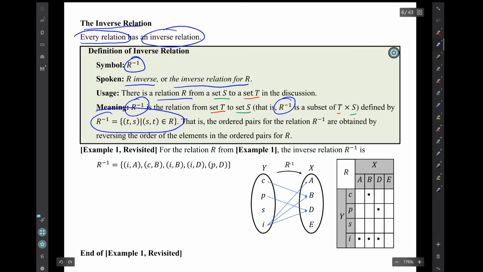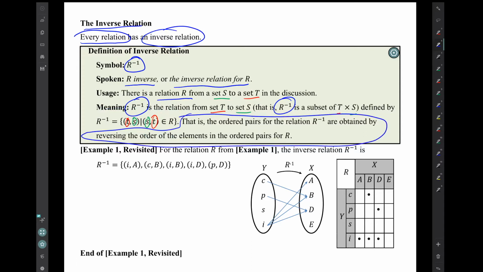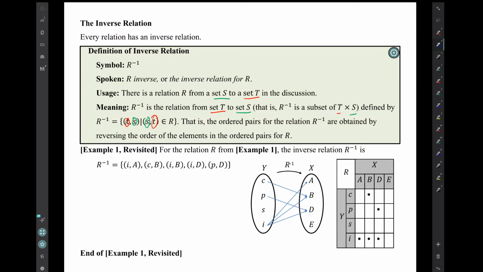The set of ordered pairs in the relation R inverse are ordered pairs of this form: the ordered pairs (t, s) such that the ordered pair (s, t) is an ordered pair in the relation capital R. In other words, the ordered pairs for relation R inverse are obtained by reversing the order of the elements in the ordered pairs for R. If we do that for our relation from example 1, we take all the ordered pairs from relation capital R, we reverse the order of the elements, and we get these new ordered pairs. Those are the ordered pairs for relation R inverse.